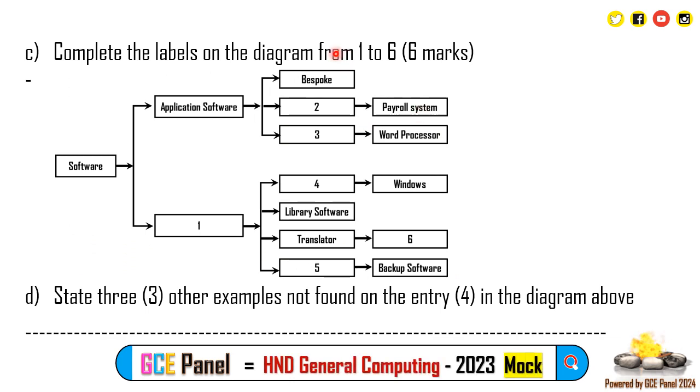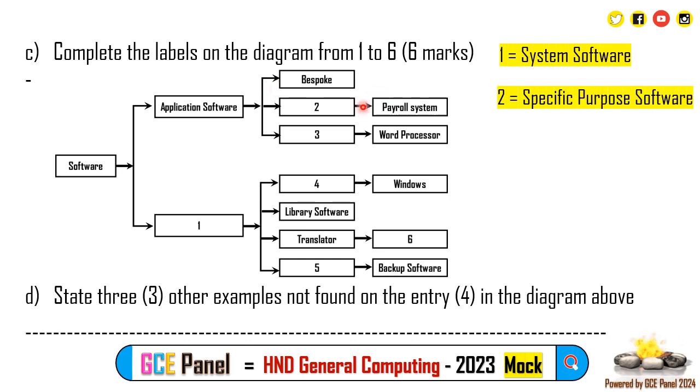So complete this diagram below. The part 1 here is software, right? Software is classified into application software and what? System software. So number 1 is system software. Now, application software can be classified into bespoke, and then we have specific purpose software.